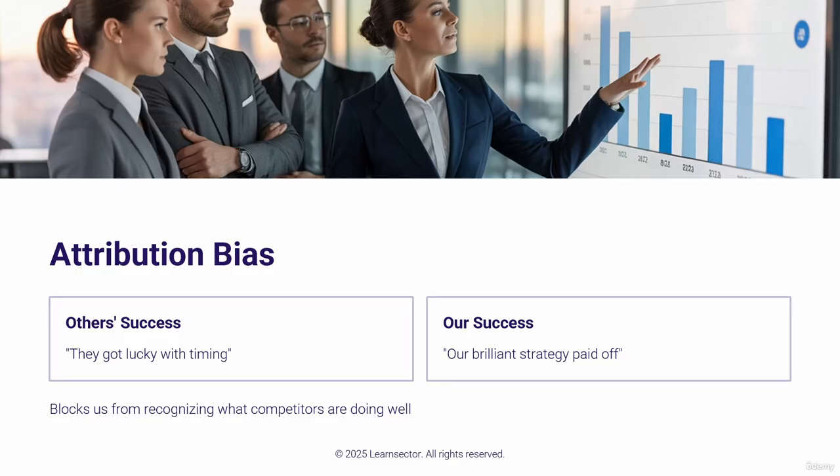Let's also consider attribution bias. This is the tendency to attribute others' successes or failures to internal factors like talent or effort, while overemphasizing external factors in our own case. If a competitor outperforms us, we might blame their lucky timing instead of analyzing their strategy. This bias can block us from recognizing what others are doing well and adapting accordingly.